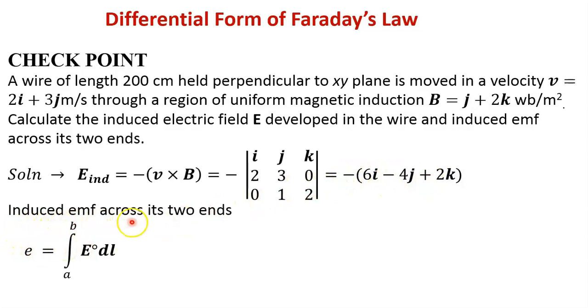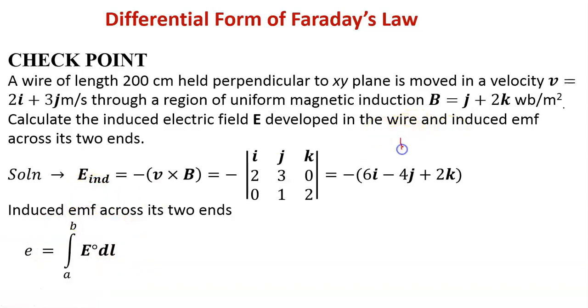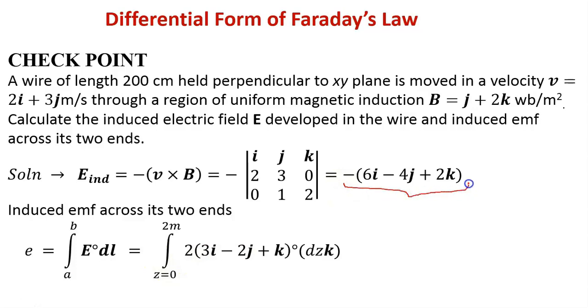Then the induced EMF across two ends, E is equal to integration of E bar dot dl bar. So here E bar induced and E bar are opposite, and I want to mention that E bar will be equal to minus E bar induced. Both are vectors, they are in opposite direction. Now we can substitute this quantity without the minus sign, so it should start from here.